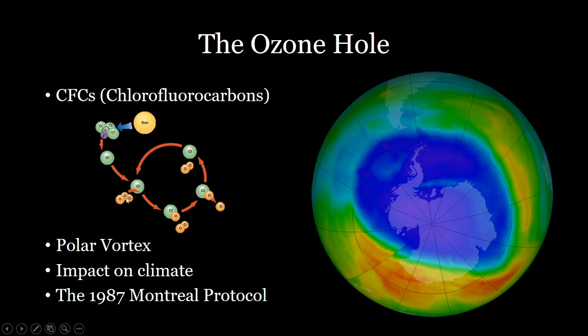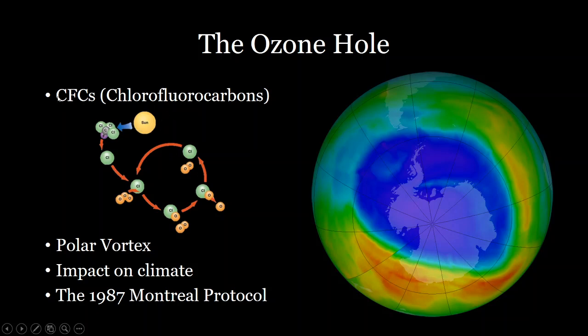And it can strip one of those oxygen atoms from the molecule, leaving just O2. And it can do this for several cycles in a row. So this can happen hundreds of times. So just a very small amount of CFCs can have a huge effect on the amount of ozone in the atmosphere.